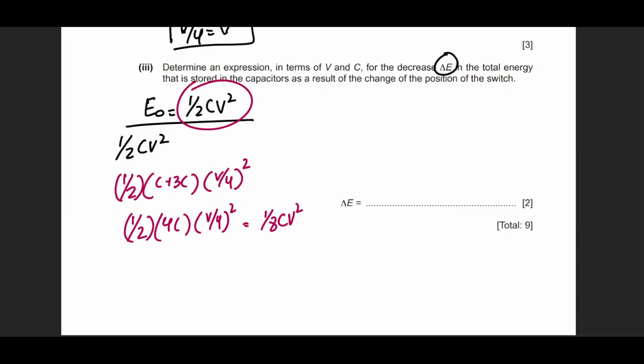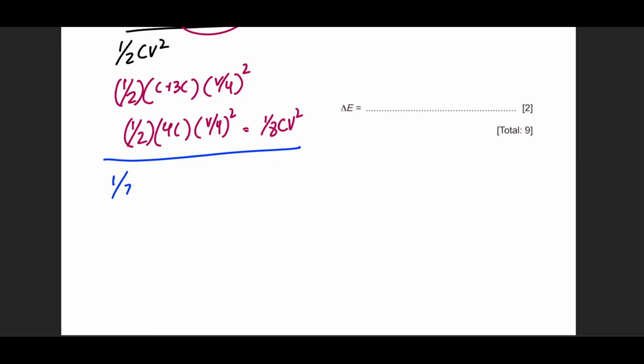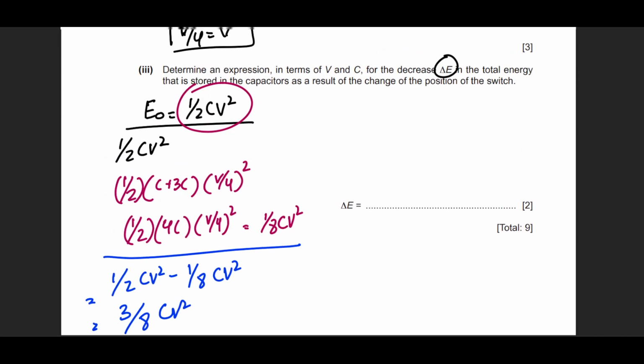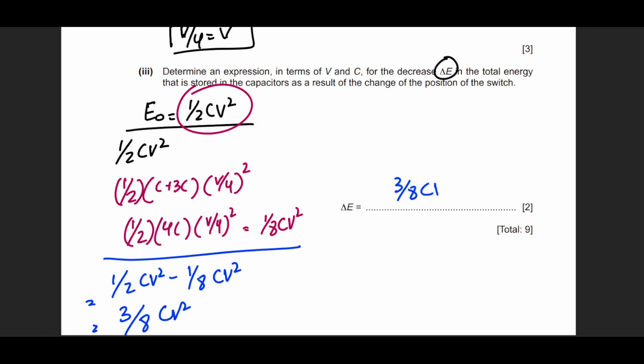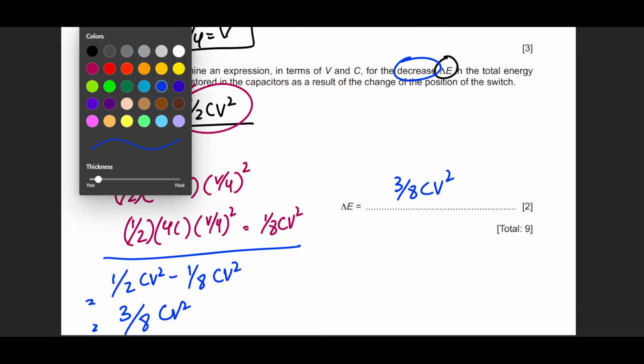If you're trying to find out the change, you simply have to subtract both of them. So we have to subtract half CV square with 1 over 8 CV square. So what we are left with is 3 by 8 CV square. This is the change or decrease in energy of the total energy that was stored in capacitor A. All right, this is important, that they are connected in parallel. That's why it is going to be 4C.